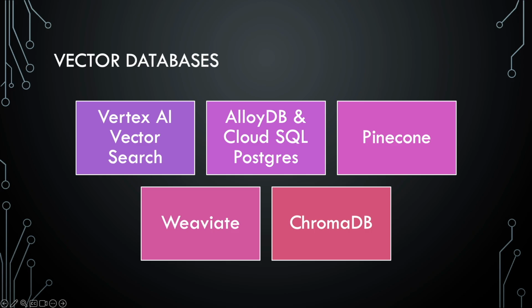Popular options include several key players in the market. Vertex AI is Google's vector database and RAG service. Pinecone is currently the most popular option, though it's not open source and can be expensive. Weaviate and ChromaDB are open source alternatives.